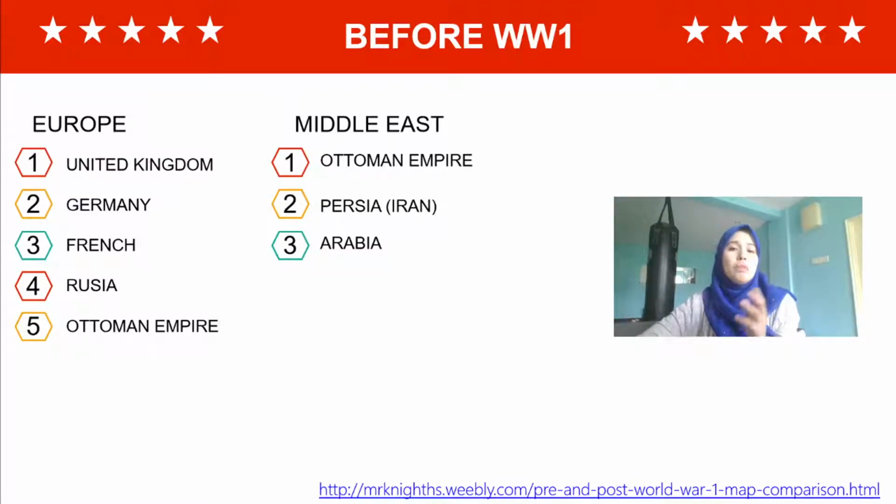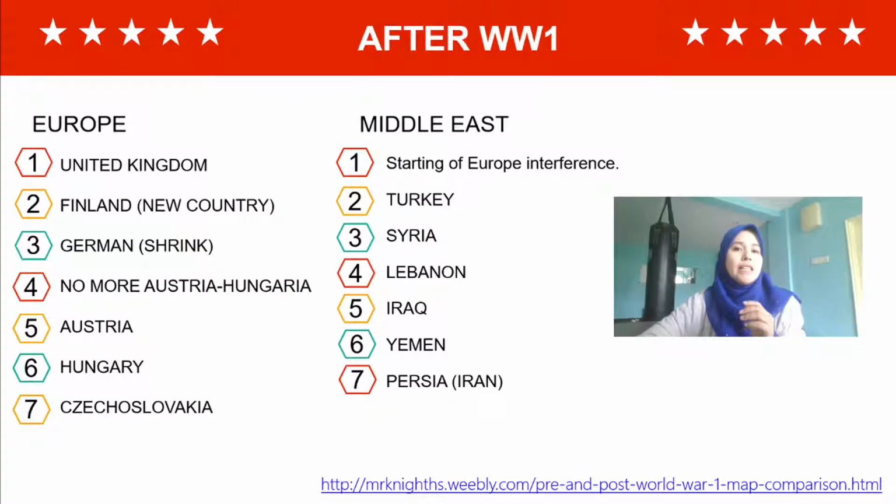Then it changed to most countries, and it turns out Austria-Hungary split into two countries, and then we have a new country like Czechoslovakia. We have a new country like Finland, and Germany shrank. And in the Middle East, it started to have this European interference, and then we have Turkey, Syria, Lebanon. This is the fall of the Ottoman Empire, and then they introduced new countries, Iraq, Yemen, and Iran.